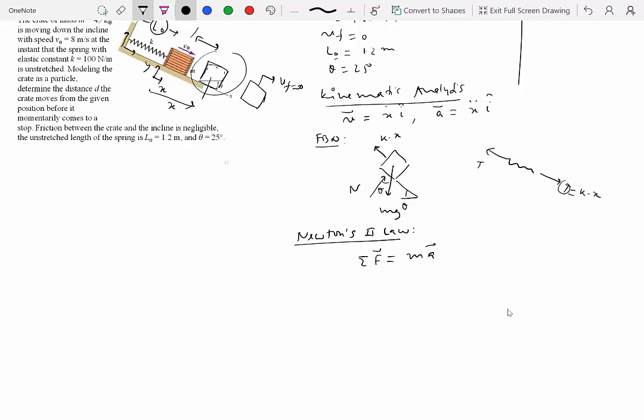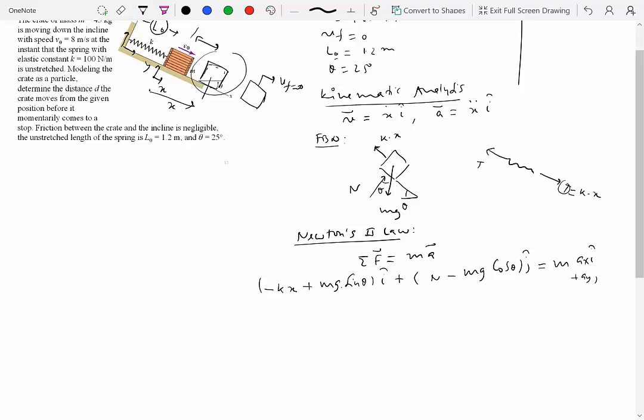Now let's write down these vector quantities in this equation in terms of their components along the x and y directions. Let's start with sigma F. What are the forces acting along the x direction? We clearly have kx, which is acting along the minus x direction, so that will be minus kx. Then we have a component of mg pointing towards plus x, so that's mg sine theta, along i hat. Then we have N, along the positive y direction, minus mg cosine theta, along the j direction, equals m times the acceleration, which is ax i hat plus ay j hat. In general, acceleration would have components along both x and y directions. Let's call this equation 1. From here, we can clearly see that acceleration is purely along the x direction.